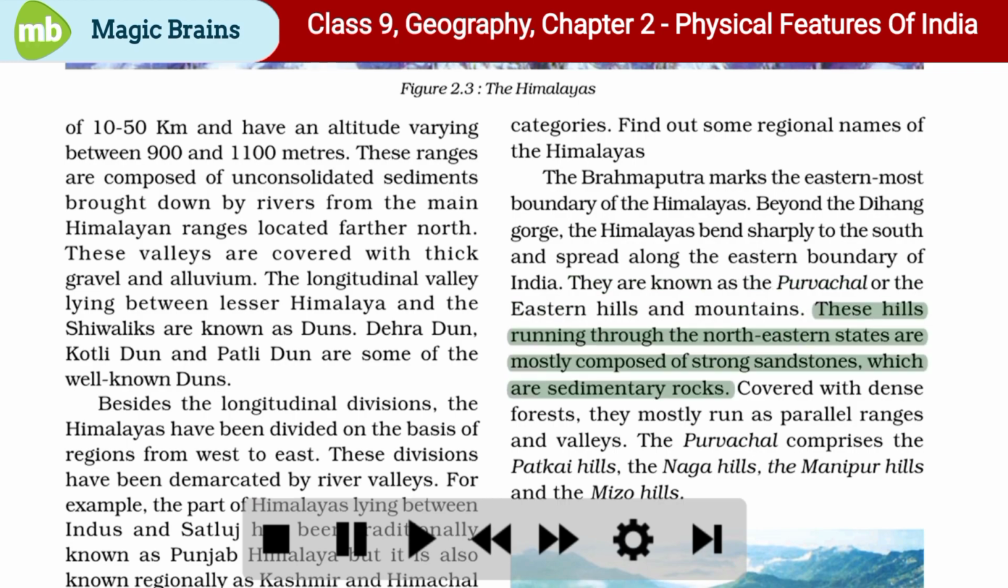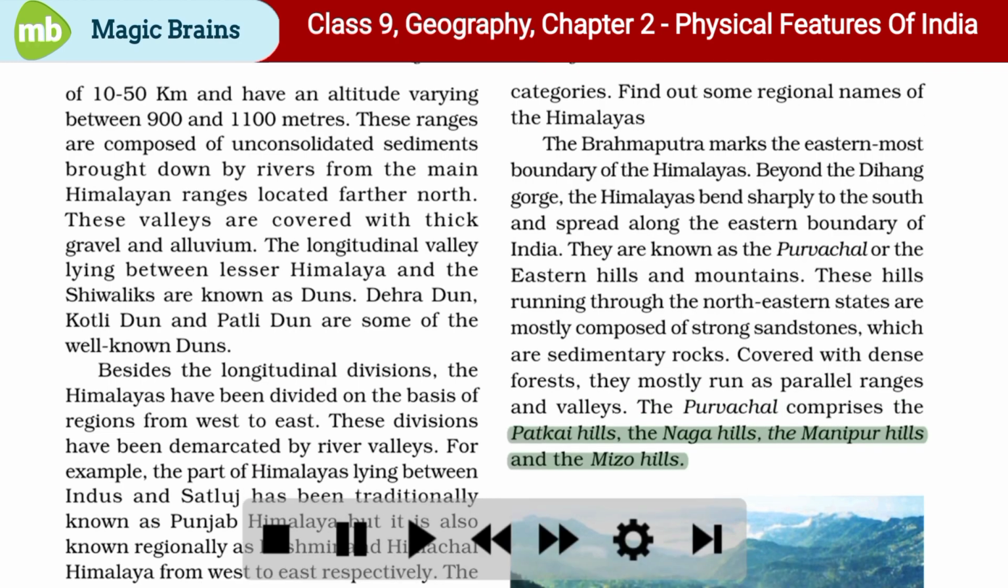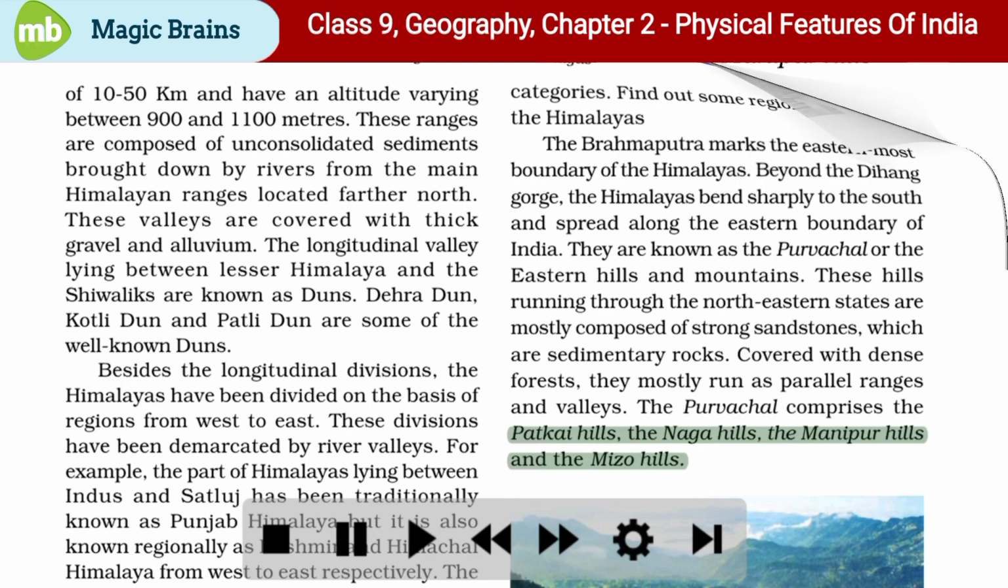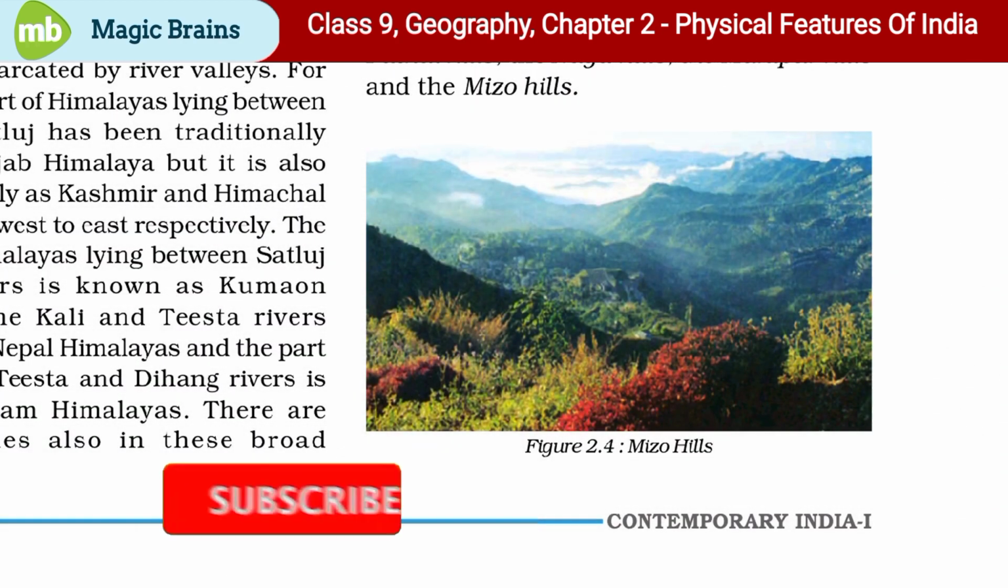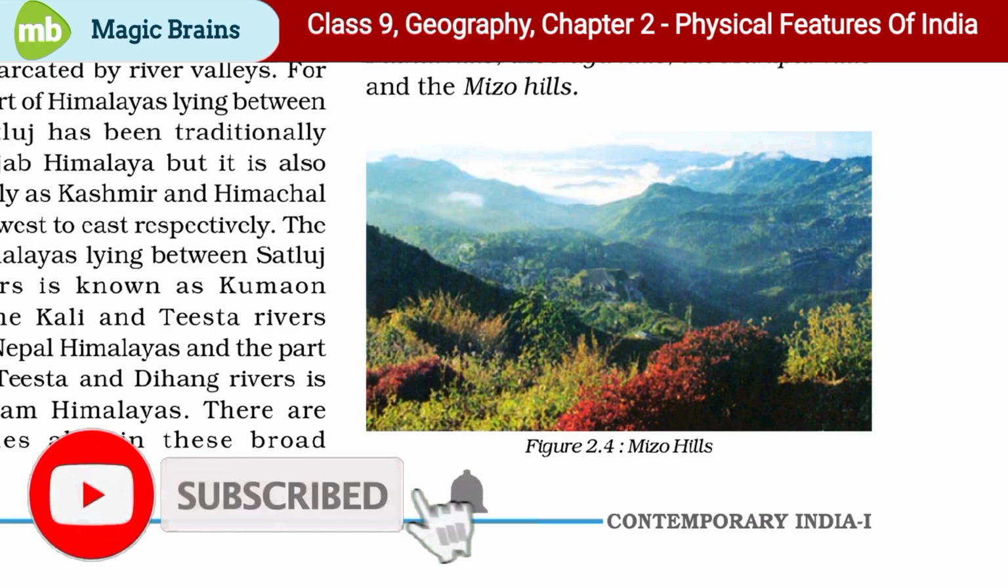These hills running through northeastern states are mostly composed of strong sandstone, which are sedimentary rocks. Covered with dense forests, they mostly run as parallel ranges and valleys. The Purvanchal comprises the Patkai Hills, the Naga Hills, Manipur Hills, and the Mizo Hills. Figure 2.6, a beautiful picture showing the Mizo Hills, is given here.